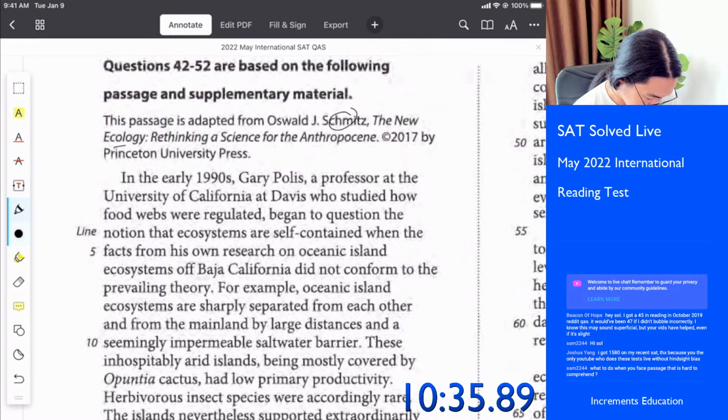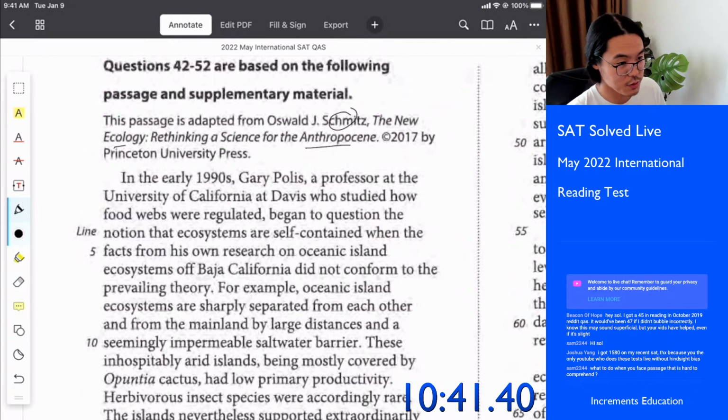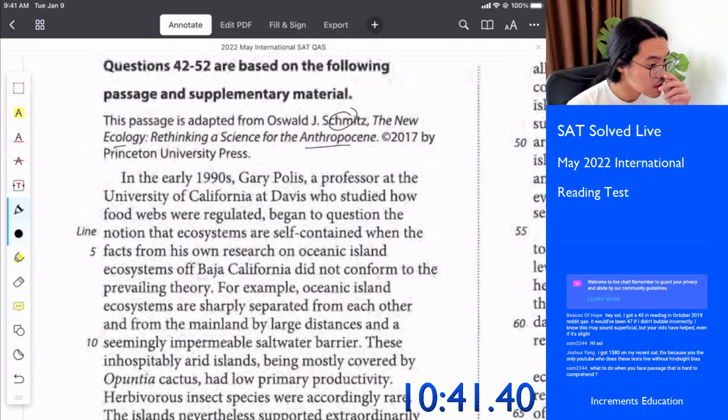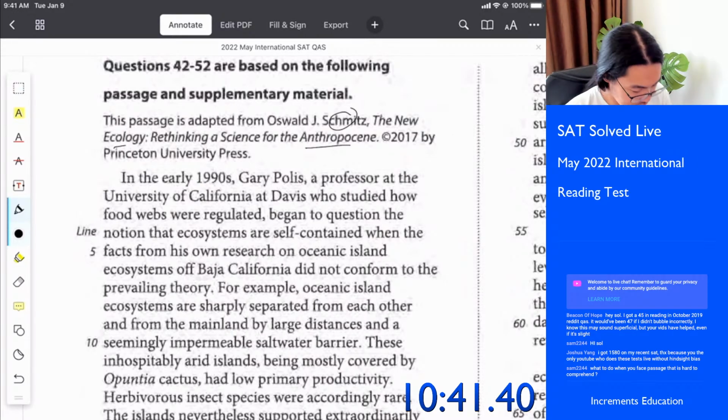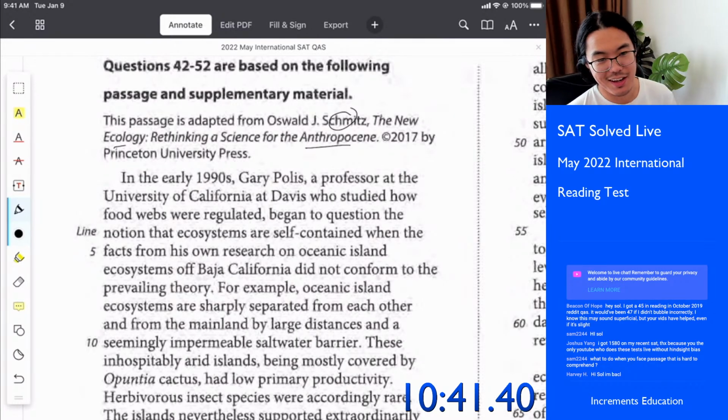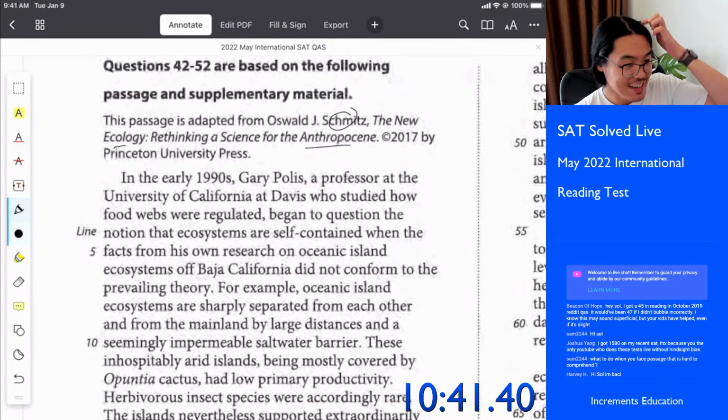Schmidt's ecology, Anthropocene. Give me a second. I want to know how to pronounce this word. I'm going to pause on this. Anthropocene. It's kind of ugly sounding. But I guess Anthropocene is also pretty ugly. All right. Repeat after me. Anthropocene. All right.